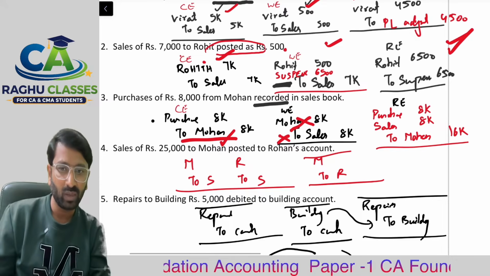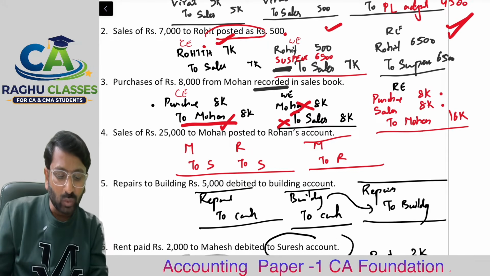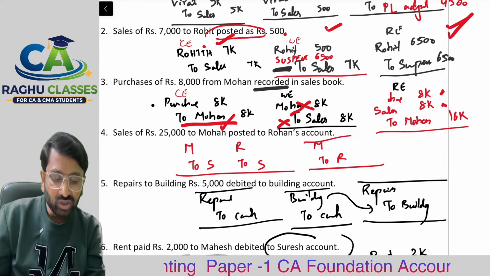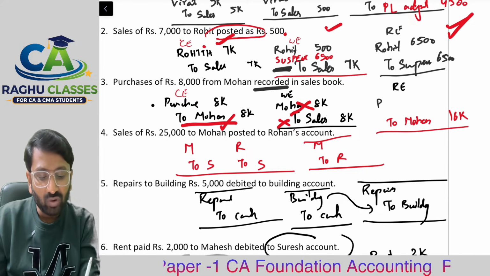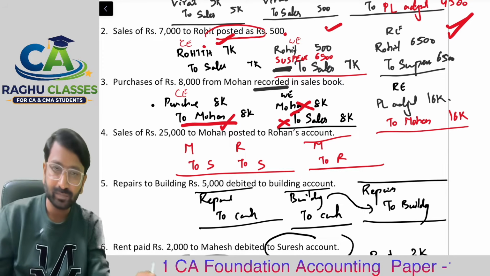Moving on, third one. Can we say purchase account, sales account? Both will come in trading account. So whenever you find any trading account item, remove that. In the place of that, we use an account called P&L adjustment account. Total of these two, 16,000.